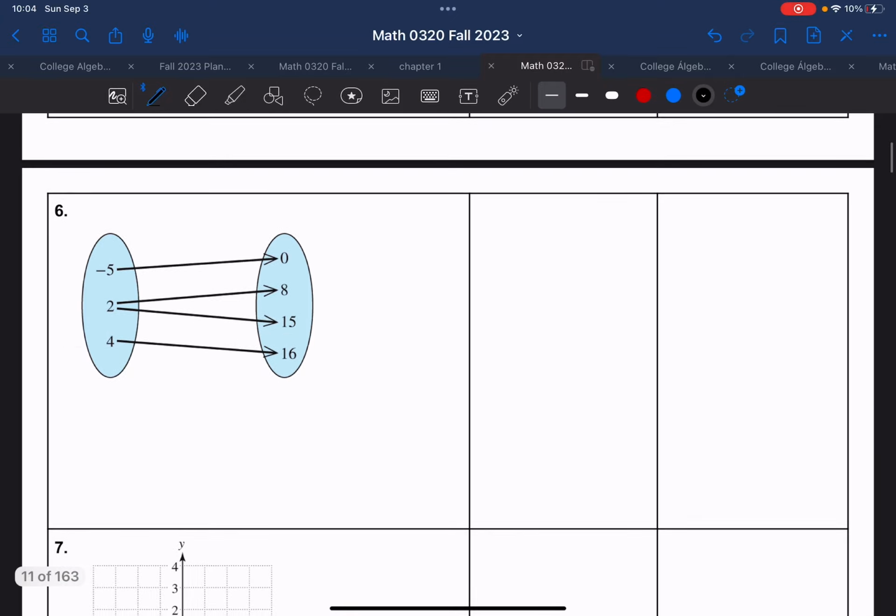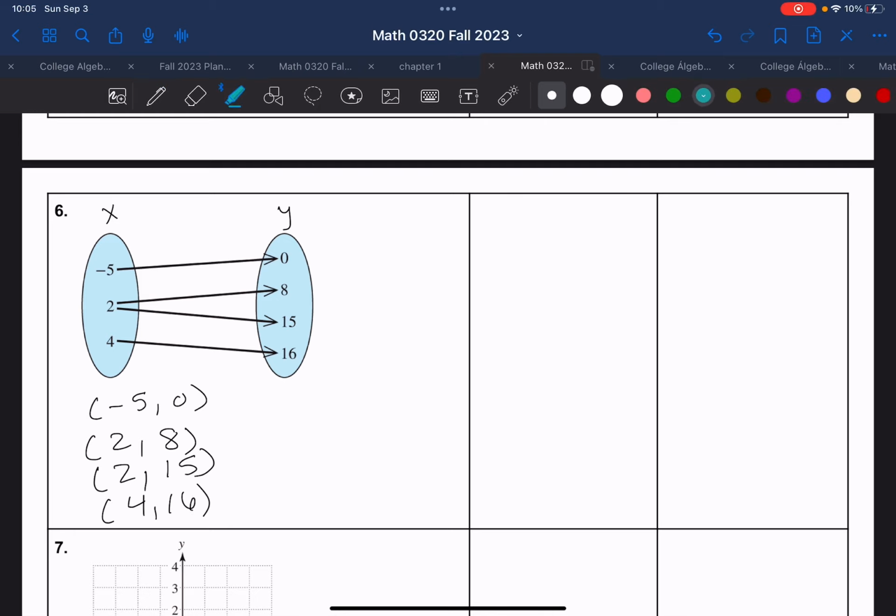Okay. Looking at example 5, I have another map. Remember, the first one is x, the second one is y, and then counting the arrows coming off the x, I have 4 arrows, so it's going to tell us that we have 4 points. So my points are going to be negative 5, 0, 2, 8, 2, 15, because there are 2 arrows coming off that number 2, and then 4, 16.